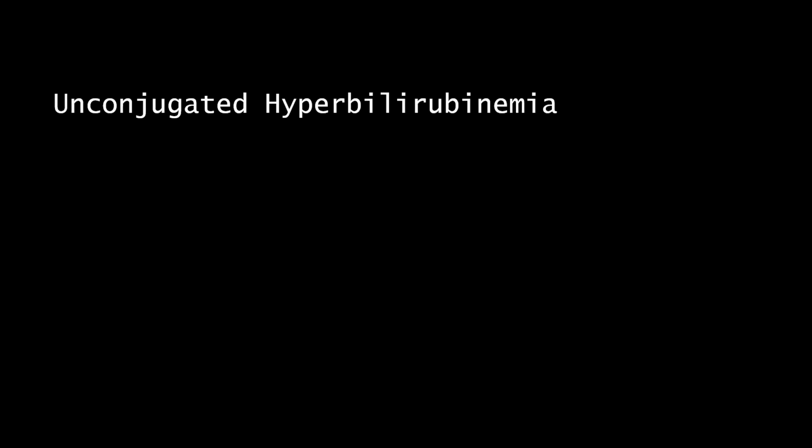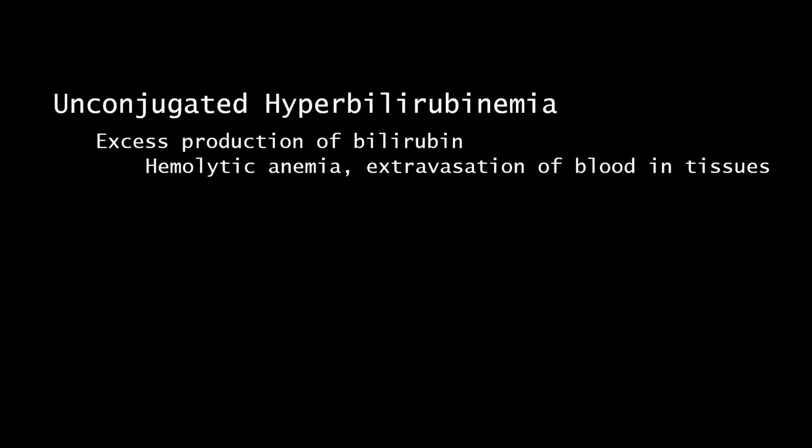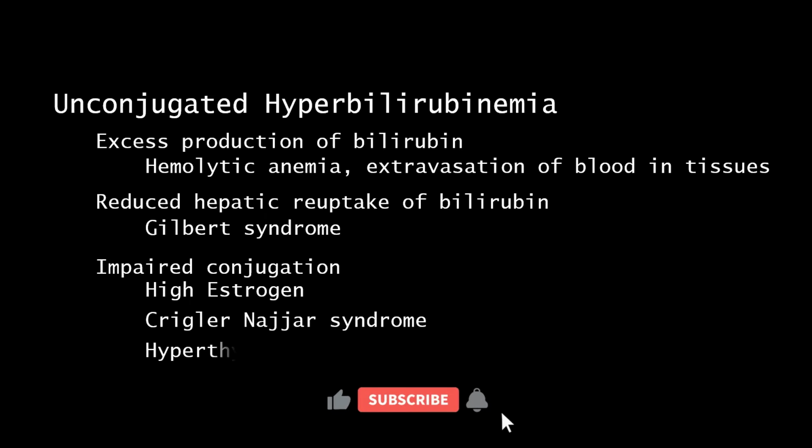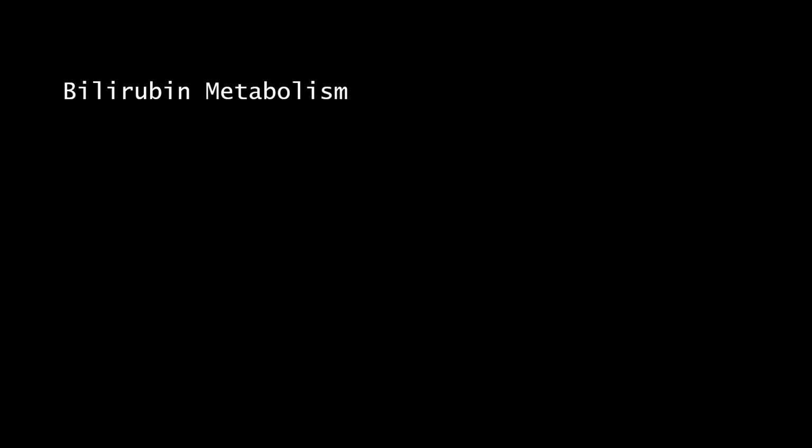Now let's focus on the conditions which cause unconjugated hyperbilirubinemia. Excess production of bilirubin in hemolytic anemia, extravasation of blood in tissues. Reduced hepatic uptake of bilirubin in Gilbert syndrome. Impaired conjugation in high estrogen, Crigler-Najjar syndrome type 1 and 2, hyperthyroid. So, as we now have discussed the types of jaundice, let's discuss the pathology of jaundice.